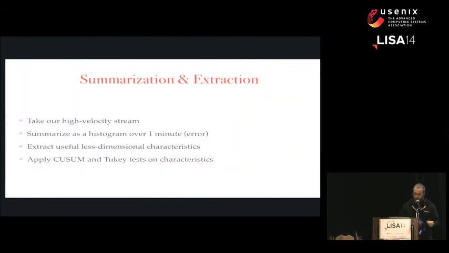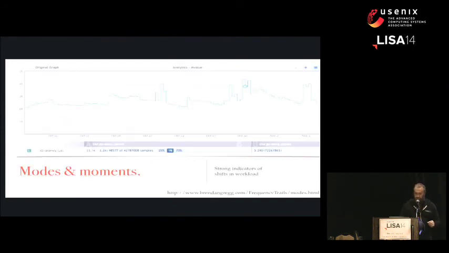And the beauty of that is that you can apply your statistical tests to characteristics of that data. So here's an example of a characteristic. There's a blog entry by Brendan Gregg called Frequency Trails and Modes, where he talks about trying to determine the number of modes in a signal. Like I said before, there was a gamma curve with 3 bumps on it. I'd like to know that there were 3 different modes in that data.